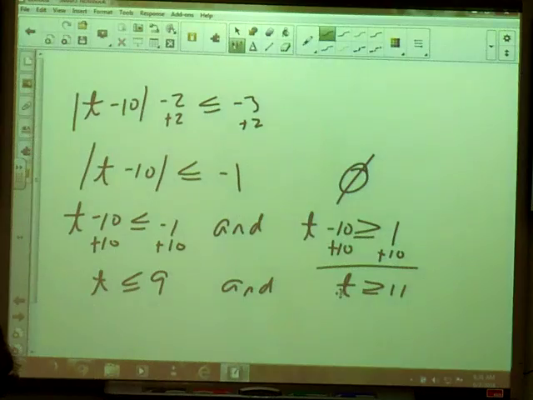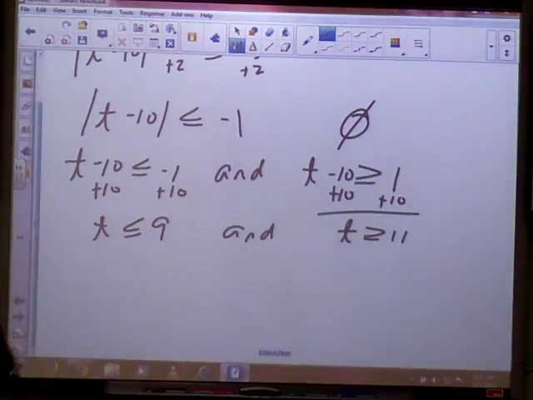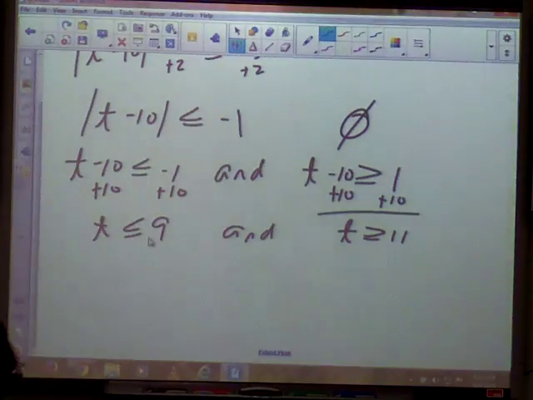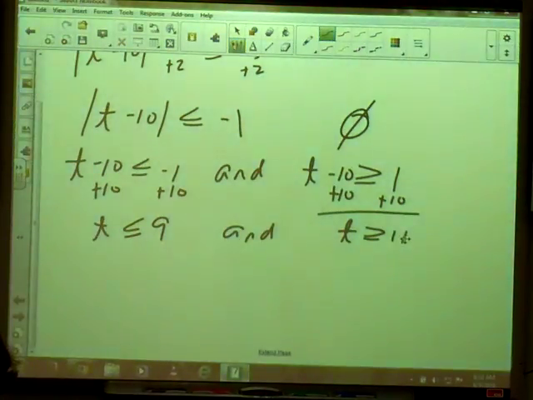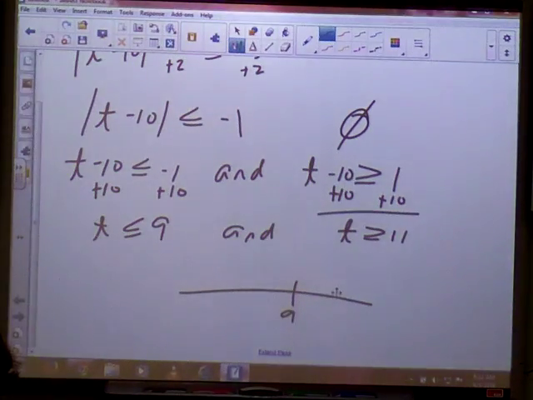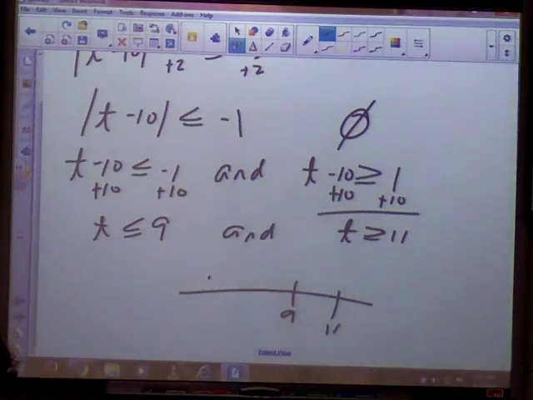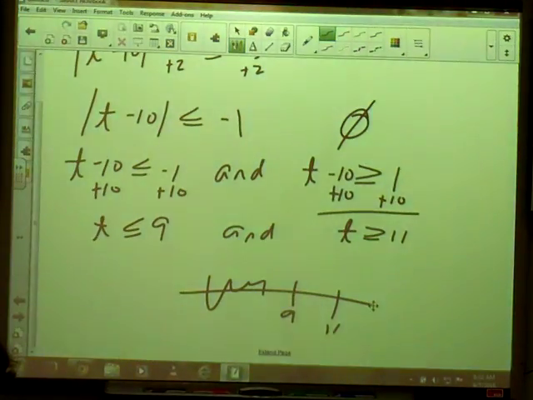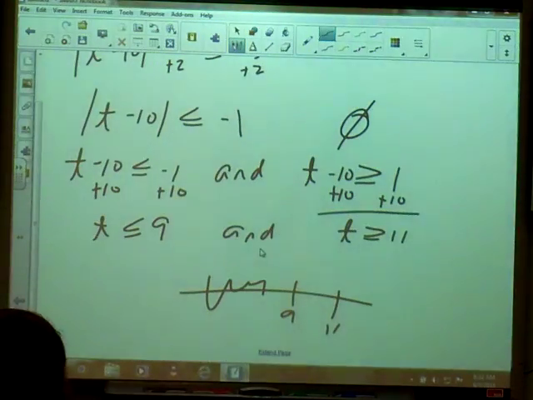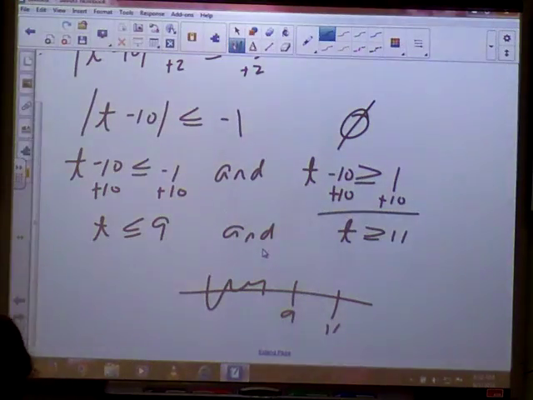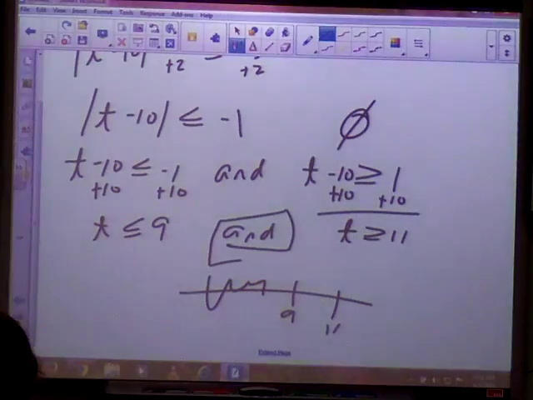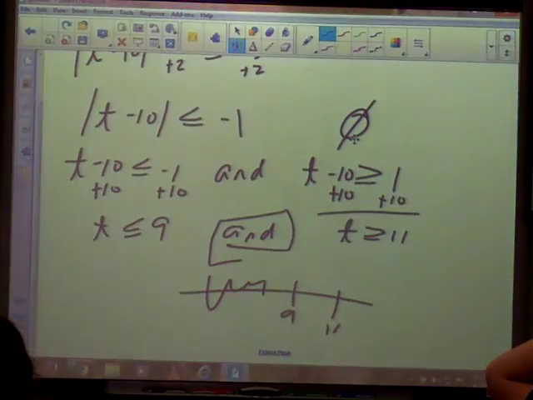So, that kind of looks okay. Why am I saying it's no solution? Well, look at what you got. You're looking for a number that's smaller than 9 and greater than 11. Tell me a number that is smaller than 9, which would be over here, and greater than 11. It's not one. It's not possible. If that had been an or, we'd have been good, but it wasn't an or. It said and. So there's no way that's possible.